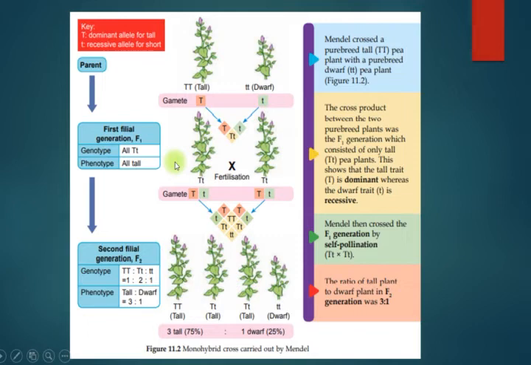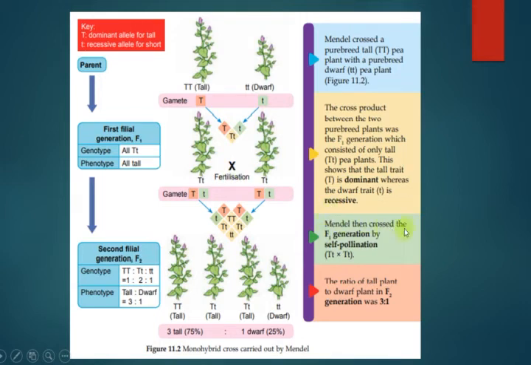Why are all tall plants produced? Because tall is the dominant trait, whereas dwarf is the recessive trait. So the dwarf trait is suppressed by the dominant trait, which is tall. So that's why in the F1 generation the offspring produced are all tall plants. Okay, and then what happened next?